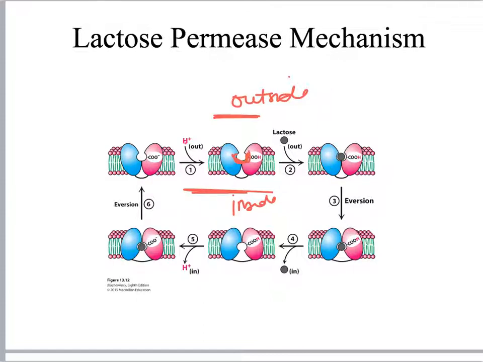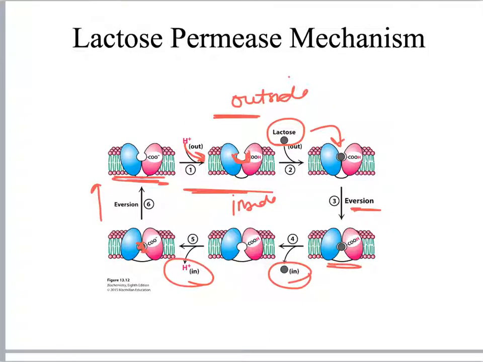We have this proton that's going to come in and bind. After that proton comes in and binds, then our lactose is going to come in and bind. That was step 2. Once that lactose is bound, we have eversion. So we're changing that conformation, and we're now open to the inside of the cell. Once that happens, our lactose is released. So we see that released into the cell. After the lactose is released, our proton is released. This should be empty right here. Once that proton and lactose are released, then we have eversion, and we revert back to the original form and can start the process all over again.